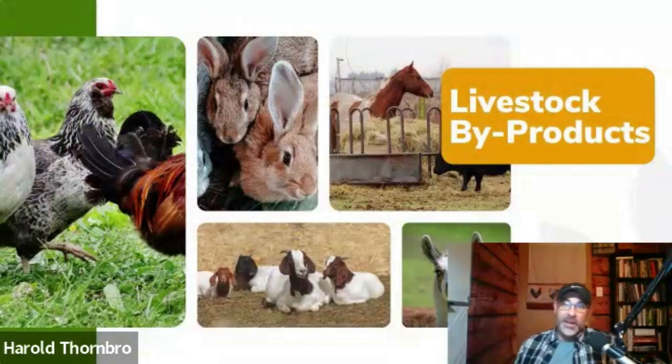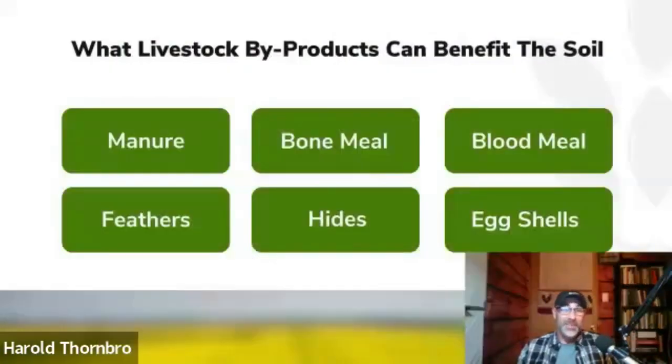The last thing I want to talk about is livestock byproducts. Livestock byproducts are things produced by your livestock. What livestock byproducts can benefit the soil? Manure, of course, bone meal, blood meal, feathers, hides, eggshells, all this stuff. I mean, you process your animals, all that can go into a compost. It can go in your vermicompost. It can go directly in a garden. A lot of it can. You can make things out of it that can go in your garden.